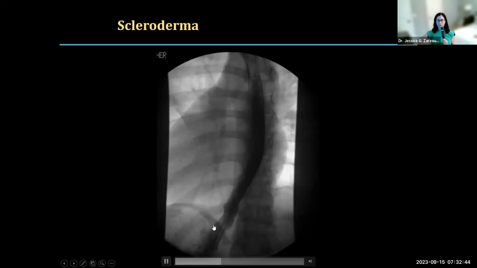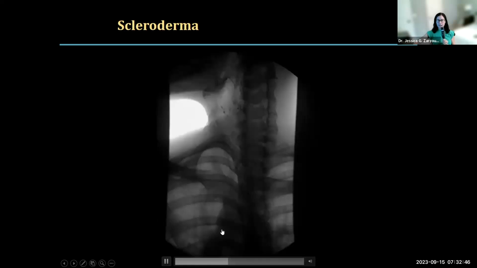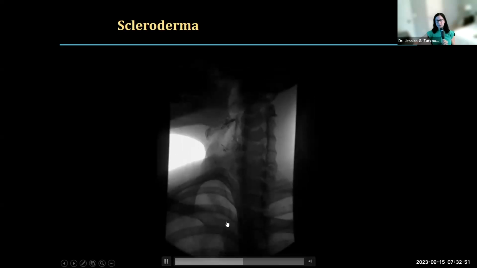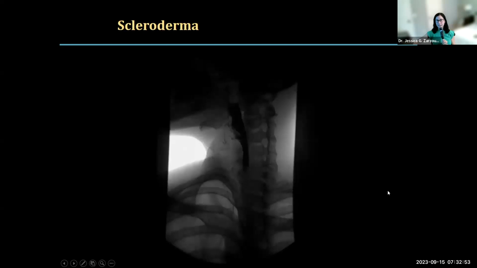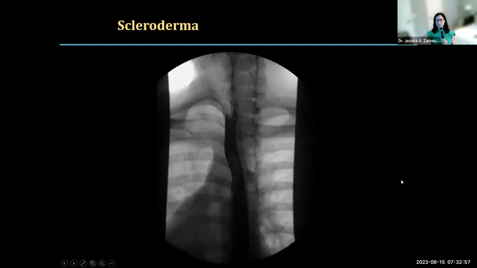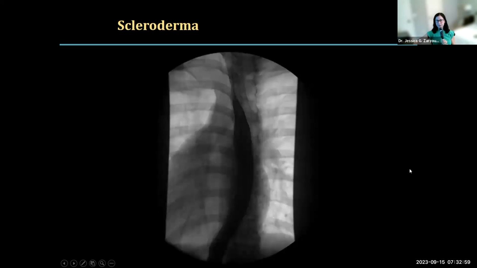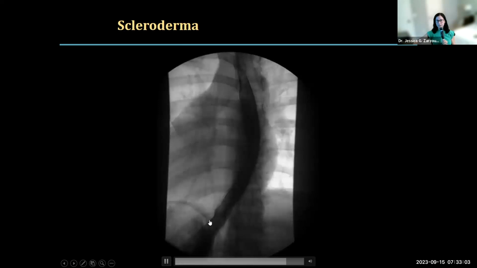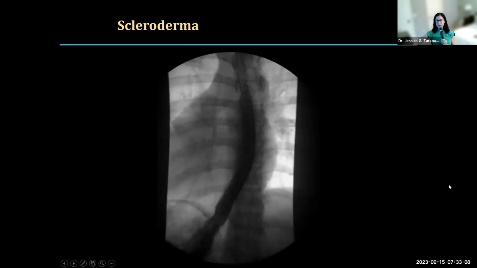The lower esophageal sphincter is just open, and these patients will sometimes also present when they are standing and swallowing. We can see a column of barium in their esophagus due to this impaired motility. And so again, here's a lower esophageal sphincter. It's just wide open and there's no primary peristalsis. So lots of stasis here in this esophagus.